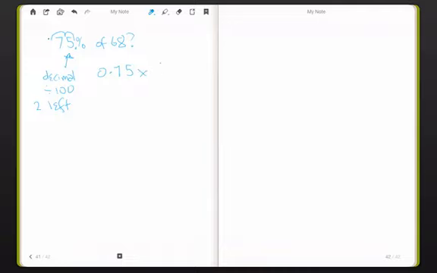So we do times 68, and then you can work that out or do it on a calculator, and you end up with 51. So remember, turn the percentage into a decimal, which means you divide it by 100, or you just move the decimal place 2 places to the left, and then you just times it. Okay, relatively simple. So let's do another one.